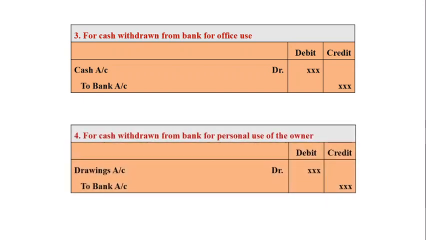4. For cash withdrawn from bank for personal use of the owner. Now here accounts involved are drawings account representing the owner and bank account. Both are personal accounts. Here the owner receives, so drawings account is debited. Bank gives the money, so bank is credited. So the journal entry is drawings account debtor to bank account.